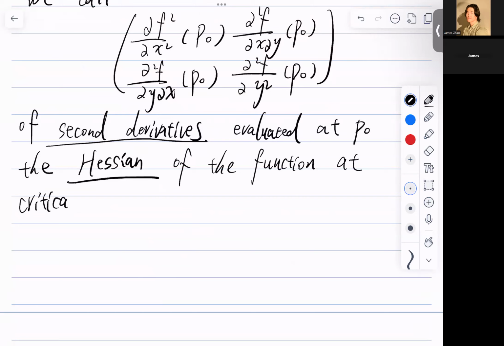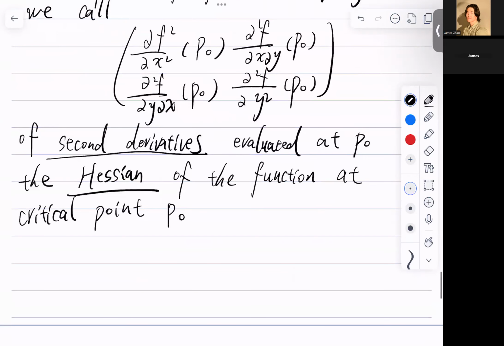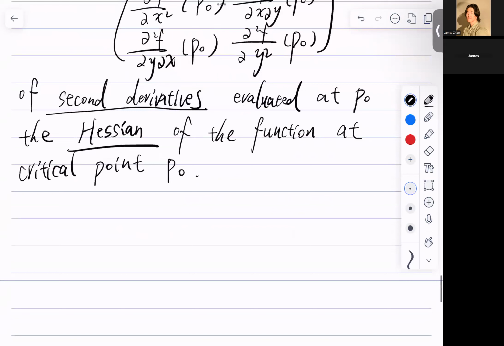And of course, because we're evaluating at this point, this is the Hessian at the critical point, P naught. And we can also represent it as HF of P naught.